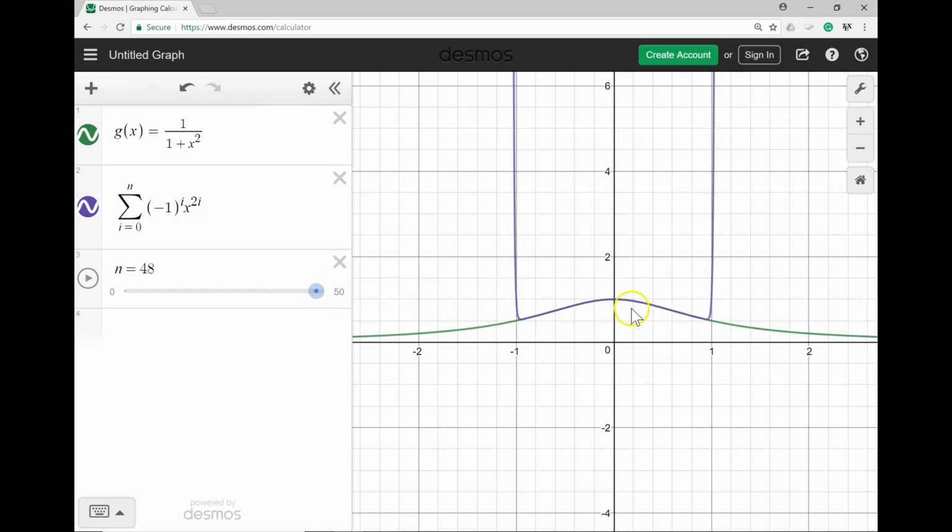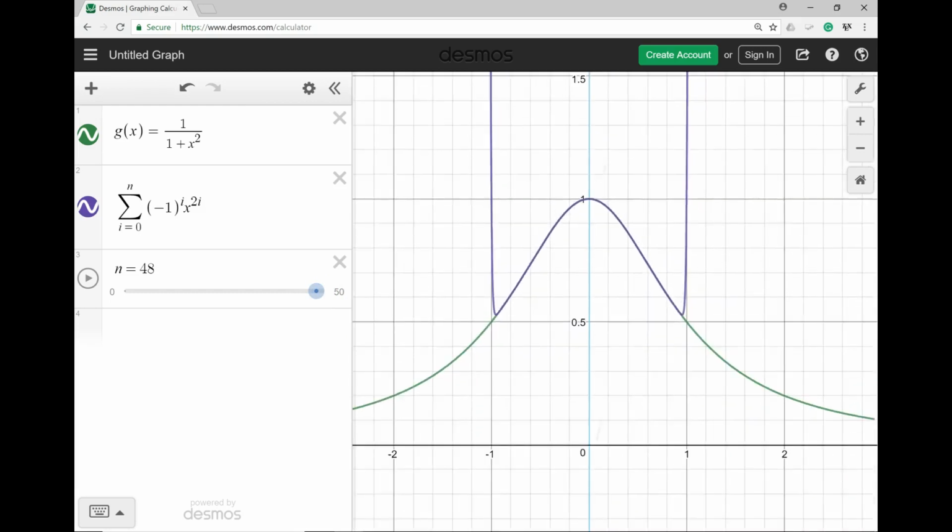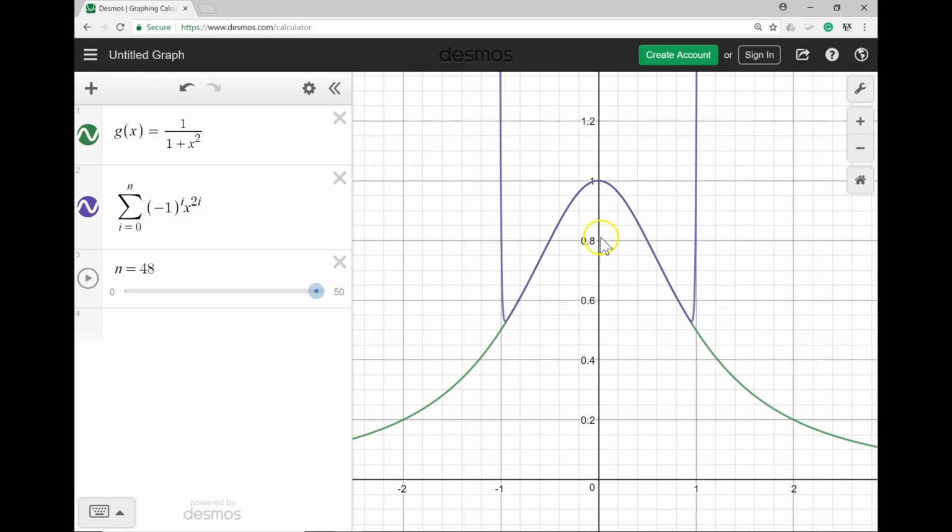So it's kind of interesting. It almost looks like they are the same curve, doesn't it? And you can even zoom out a little bit. It almost looks like they're identical on this interval. Not necessarily -1 to 1, but close to that. Maybe like from right here to about here.